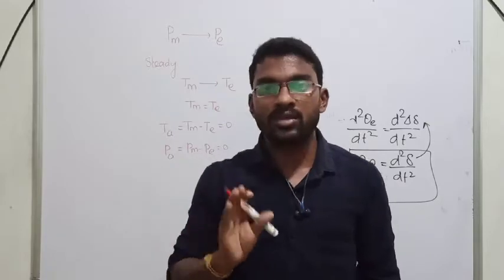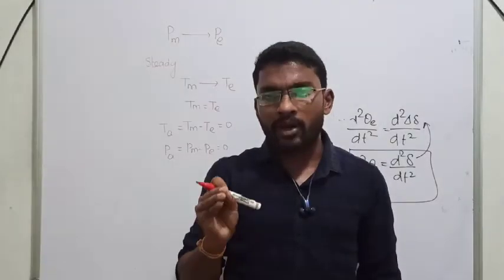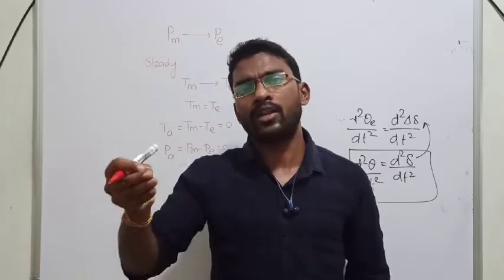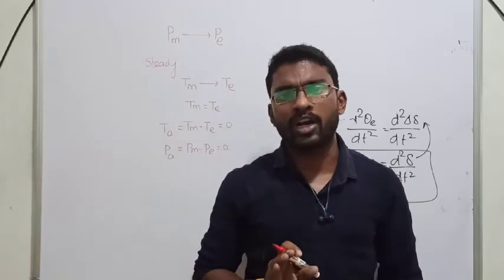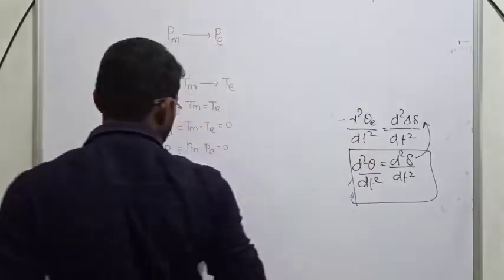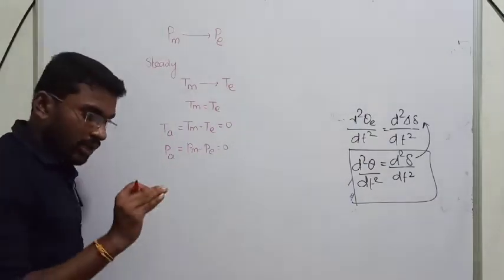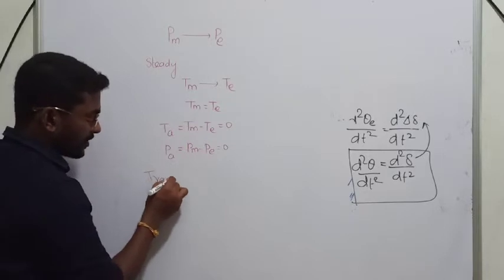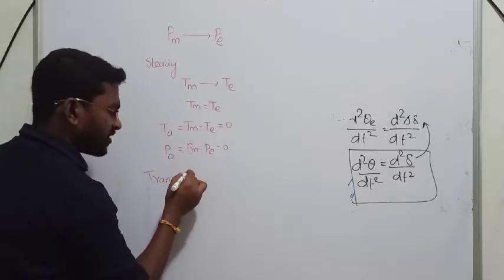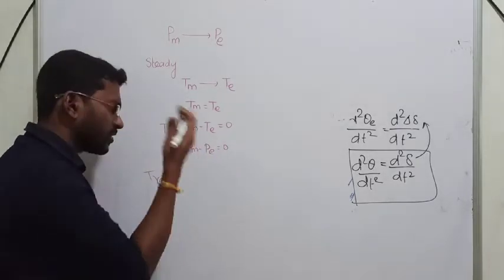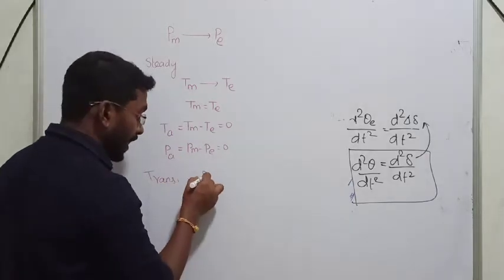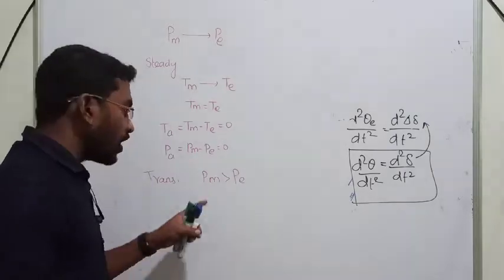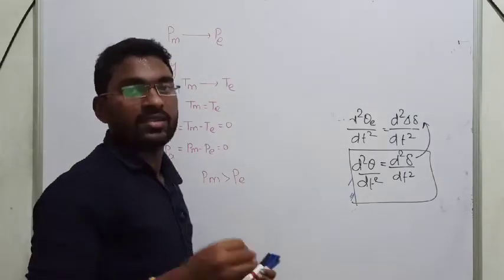Now during a large disturbance, your mechanical power might become greater than electrical power, or sometimes electrical power will become greater than mechanical power. So case number 1: assume during the disturbance, during the transient state, this is the steady state, my mechanical power, in some way, due to some abnormal condition, suddenly becomes greater than the value of electrical power. Actually, what does it mean?